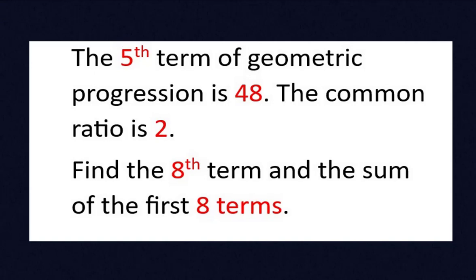Today it is a problem regarding geometric progression. So we have the fifth term of a geometric progression is 48. The common ratio is 2. They are asking us to find the eighth term and the sum of the first 8 terms. Seems easier, but when terms become higher, it is very good to go through the process here.